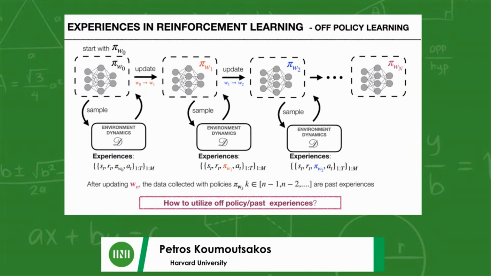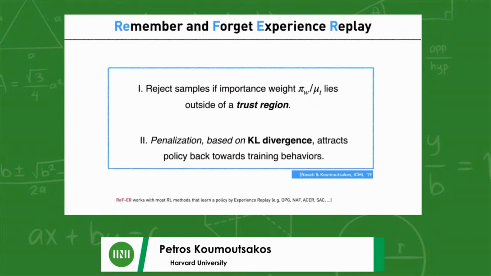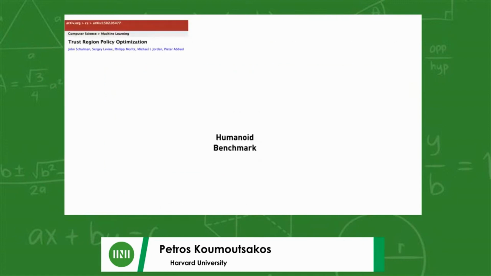You are about to sample from a probability distribution. Instead, you sample from another one. So if you look at it like that, then you can think of adding a few constraints on the probability distributions that you are using. So we came up with this concept of remember and forget experience replay, where you are rejecting samples when the importance weights are outside the trust region. And also we penalize the reward based on a KL divergence between the two probability distributions, the online and the offline probability distribution, so that you attract the policy back towards training behaviors.